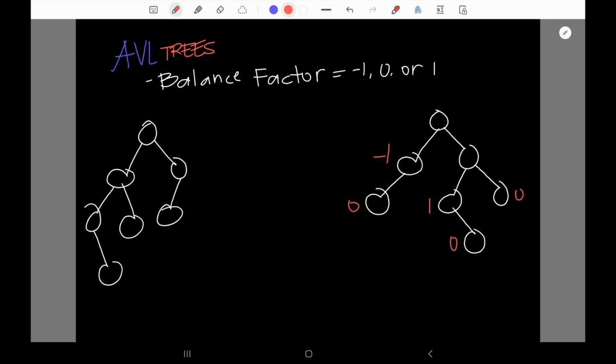How about this node? We have HR, HL. So the height of its left subtree, it has 1, 2. And its height, so right, 1. So 2 minus 1, 1. So balance o siya guys. It falls under the parameters of an AVL tree.